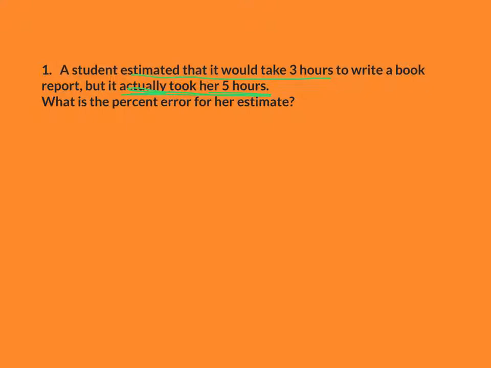Anyway, we're looking for the percent error. So the first thing we're going to do is find out what the error or the difference is between the actual and the estimate. So 5 minus 3, of course, is 2. That's the 2 hours is the error.